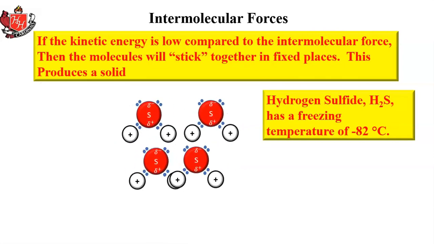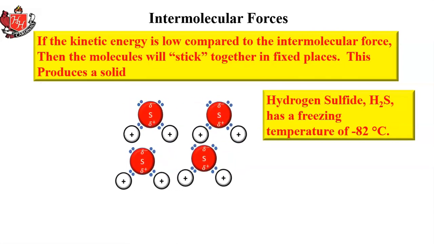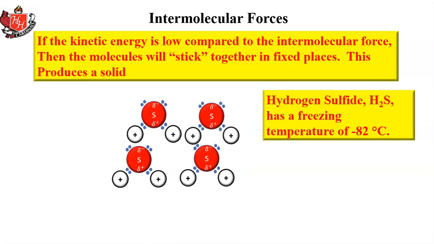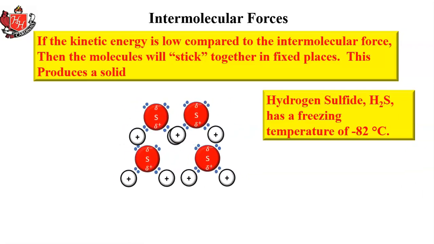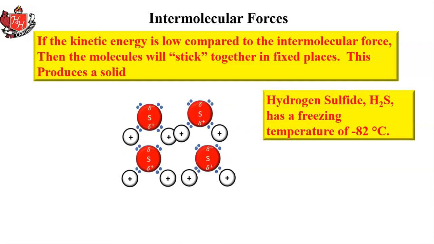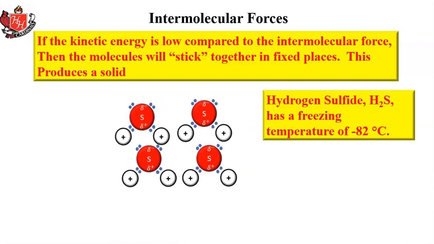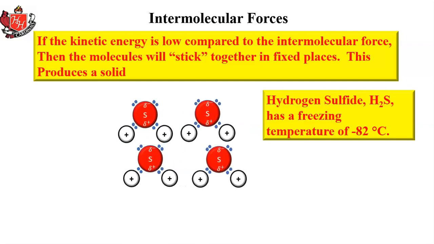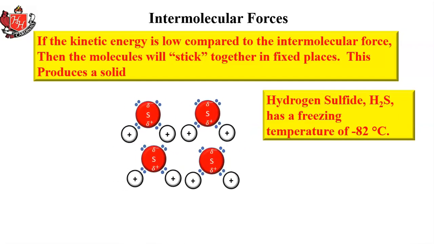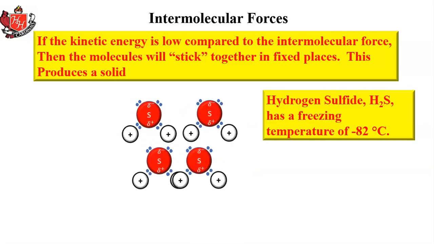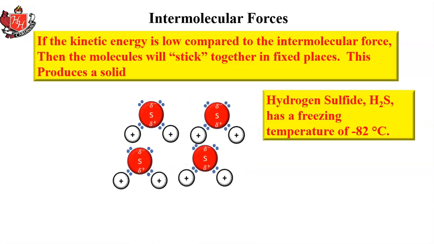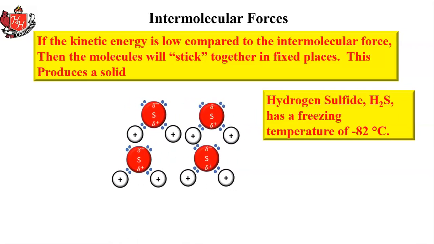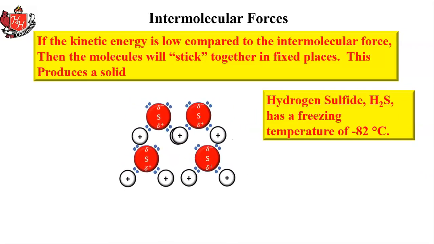Now, if the kinetic energy is low compared to the intermolecular force, then the molecules will stick together in fixed places, and this produces a solid. So this example here is hydrogen sulfide, which becomes a solid at a pretty low temperature, minus 82 degrees centigrade. But the point is simply, you see the molecules are moving. Just because something is a solid, like a piece of metal, doesn't mean the atoms and molecules in it are not moving. They are definitely moving. There is nothing in the universe that is standing still.